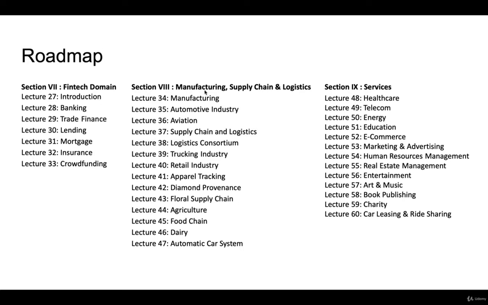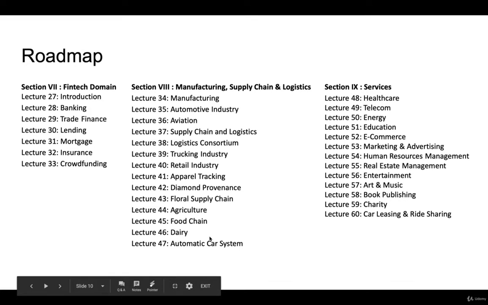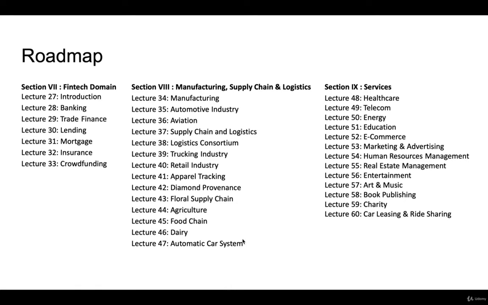Then in section 8, we will focus on manufacturing, supply chain and logistics, which are three very important building blocks of the supply chain. We'll look at the manufacturing industry, then automotive industry, aviation, supply chain and logistics, and how they are interconnected. Then logistics consortiums, trucking, retail industry, apparel tracking, diamond provenance, floral supply chain, agriculture, food chain, dairy and automatic car system. These lectures range from lecture 34 to 47. I think all of them will give you a very fair idea about how the variety of manufacturing, supply chain and logistics use cases can really benefit from blockchain.